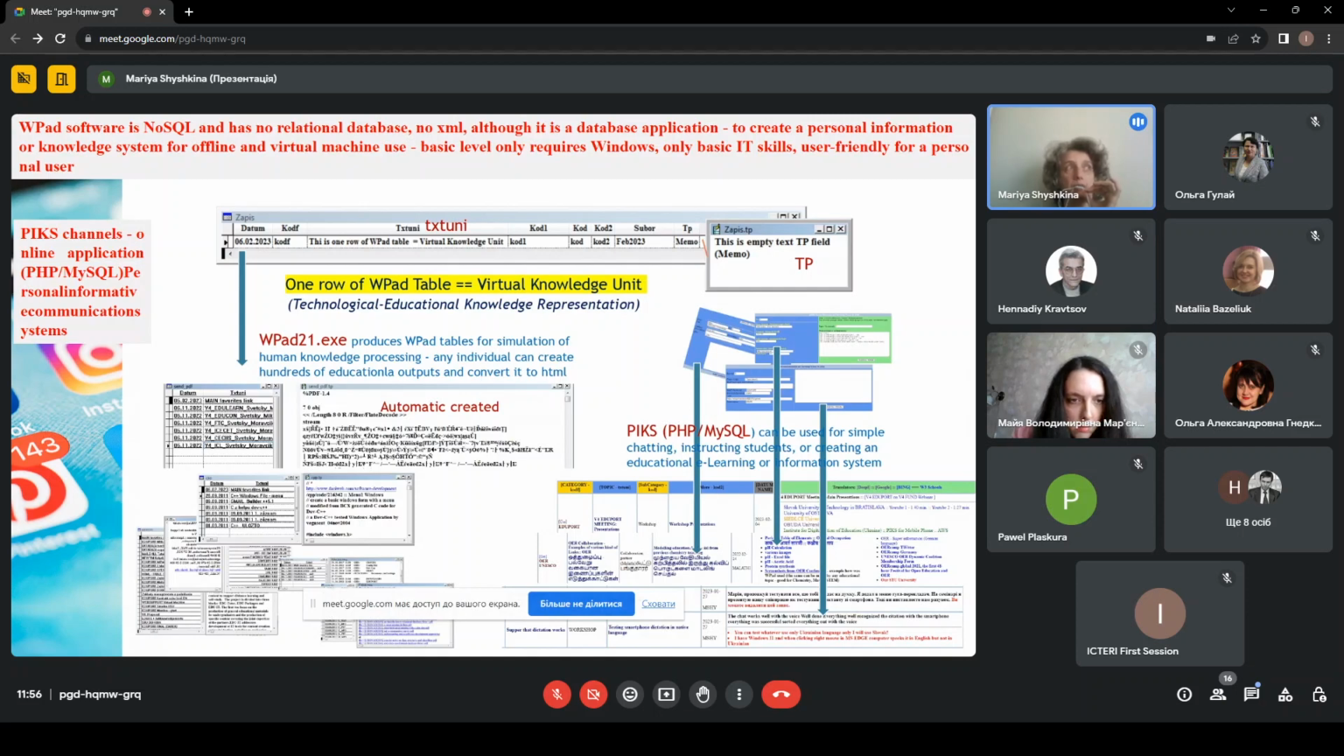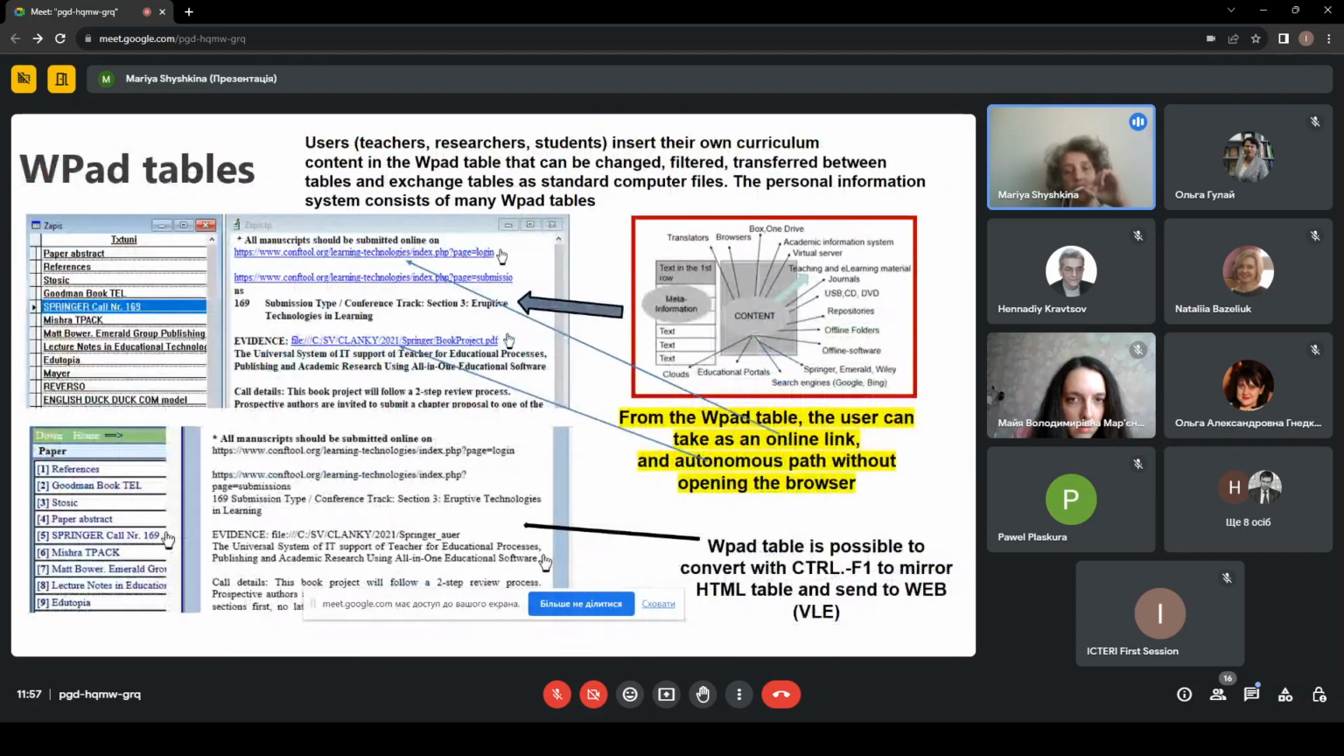You can see that the problem of generating and implementation of electronic resources is very important in distance and mixed learning, because you will need a lot of it. And for this purpose, VPAD tables are used. From this VPAD table, a user can take an online link to the resources and an autonomous path to it without opening the browser. Another important feature is that a VPAD table can be converted to an HTML table and sent to the web.